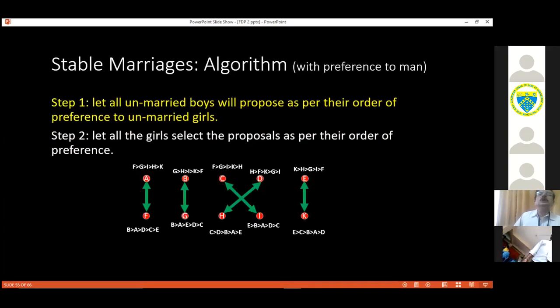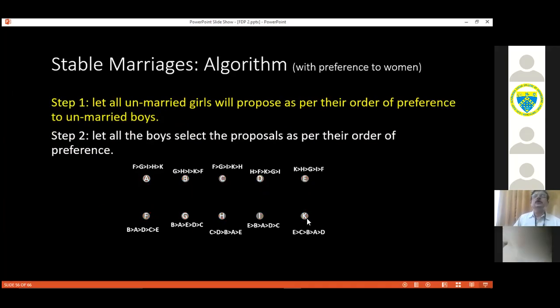Now the same algorithm will start from the girls' side. The girls will propose first. F will propose to whom? To B first, because her preference is B. Then I'll ask girl G. G will prefer B. Next I'll ask H. H will prefer C. I will prefer E. K will prefer E.